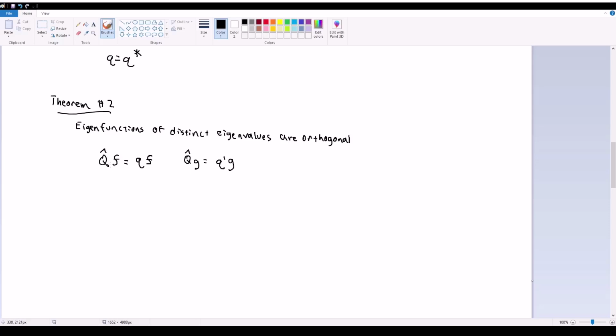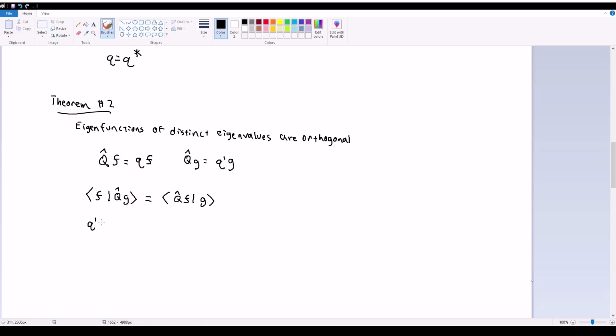Given that q hat is Hermitian, suppose that I set up an inner product of f with q hat acting on g. Assuming that q hat is Hermitian, this is the same thing as the inner product of q hat acting on f, with g. In which case, if I represent this in terms of the eigenvalue expression, q hat times g gives me q prime times g, which I can then bring out of my integral.